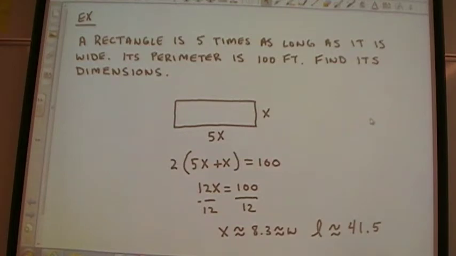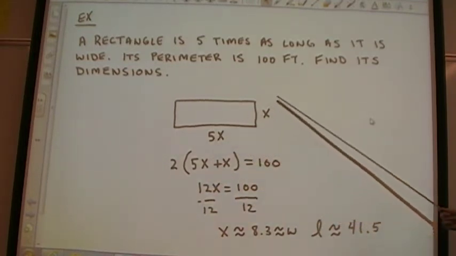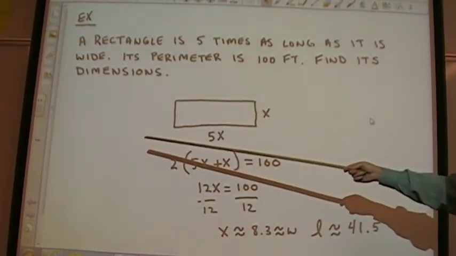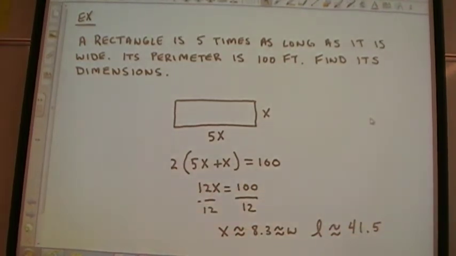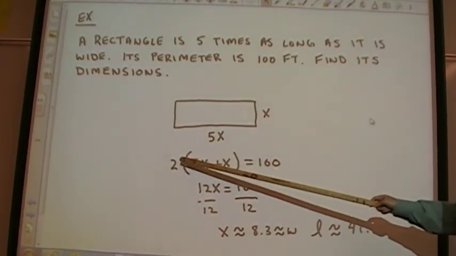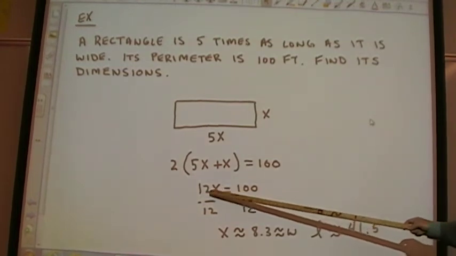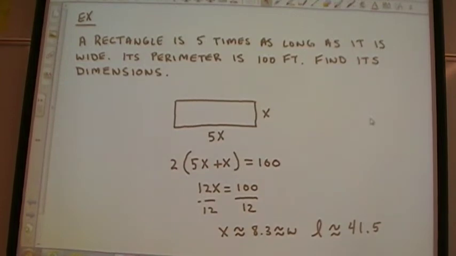Alright, what is perimeter? What's the definition of perimeter? The distance around the figure. So that's why I multiplied this by 2, because it's 5x plus x plus 5x plus x, or 5x plus x times 2. And what is 5x plus x? 6x. 6x times 2 is 12x. 12x equals 100. Divide both sides by 12.